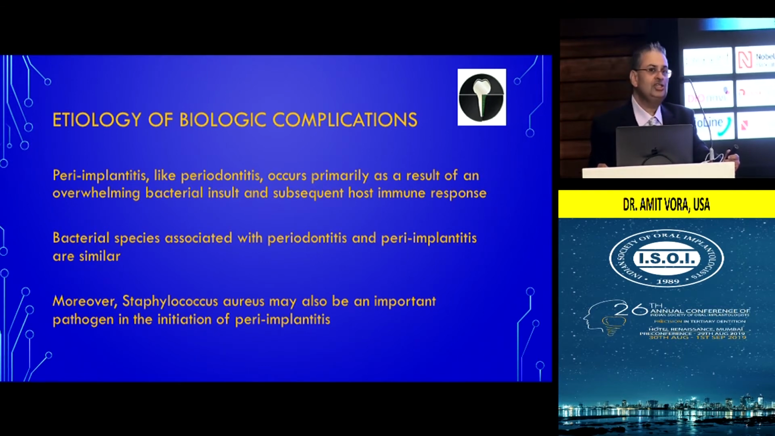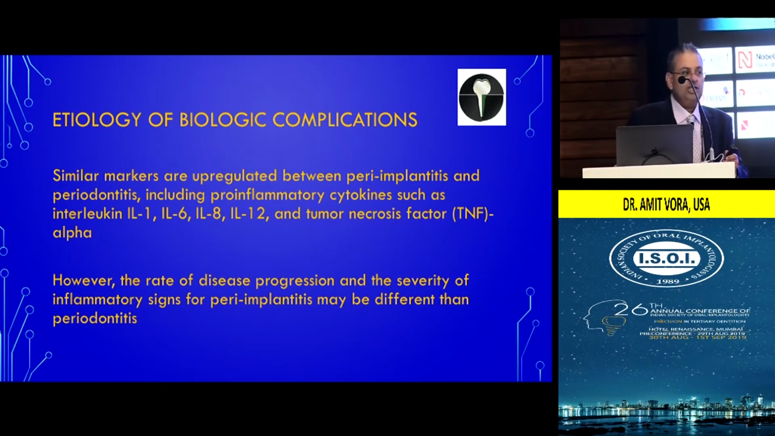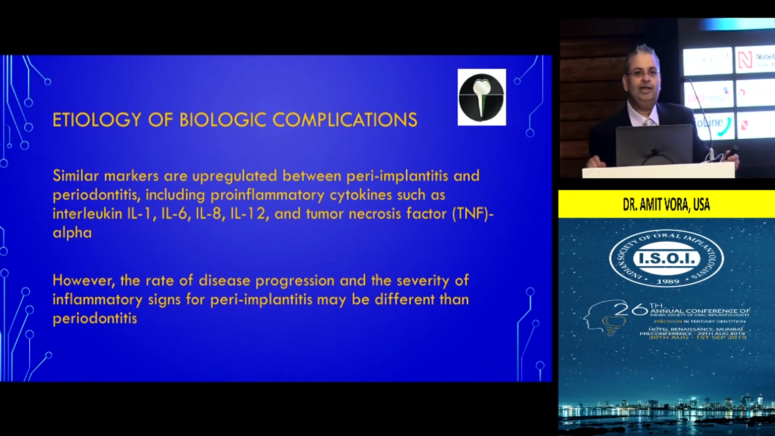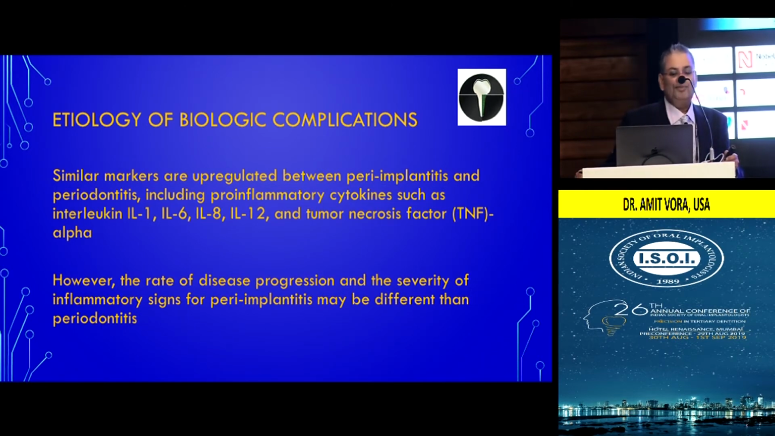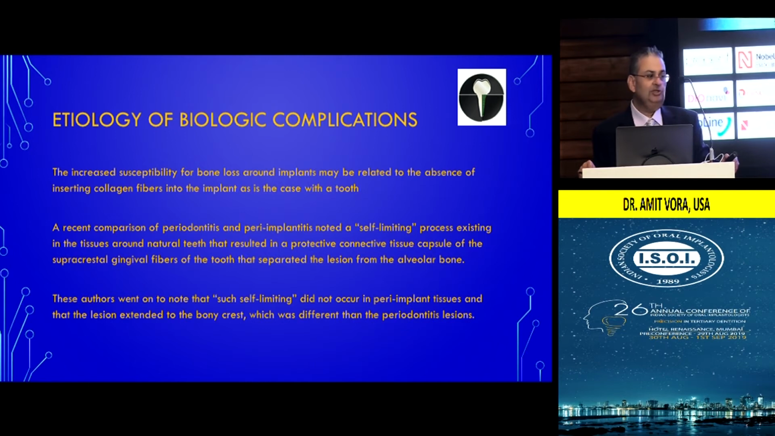However, new research has shown that Staph aureus is also an important pathogen in the initiation of peri-implant disease. The markers, the familiar pro-inflammatory cytokines, the IL-1, IL families, the tumor necrosis factor families, are also all upregulated in peri-implantitis. However, the rate of disease progression and the severity of the disease in peri-implantitis is usually different than periodontitis. And the reason for that is that the increased susceptibility for bone loss around implants is related to the fact that there is an absence of inserting collagen fibers, as is the case with the tooth.